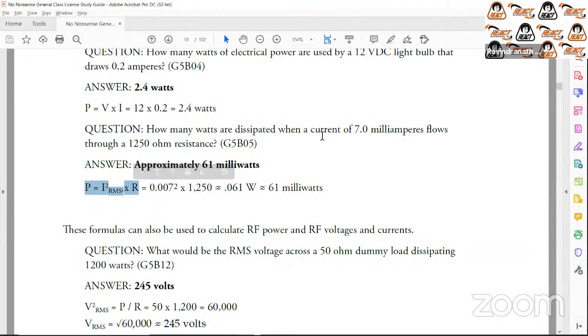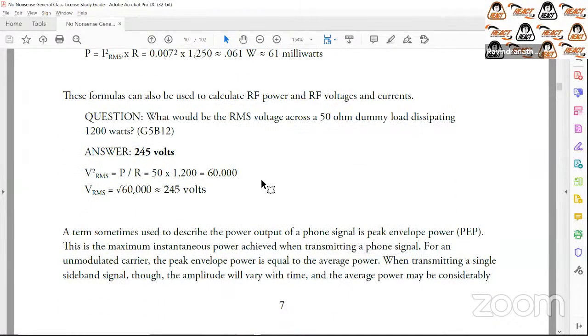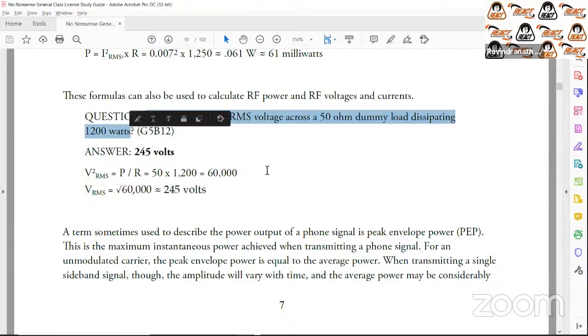And we apply that formula, we drop these values inside of the formula, and we end up with 61 milliwatts approximately. Again, another worked example in the slide deck from last class. We took it step by step. Let's go again. Next question in the question pool.